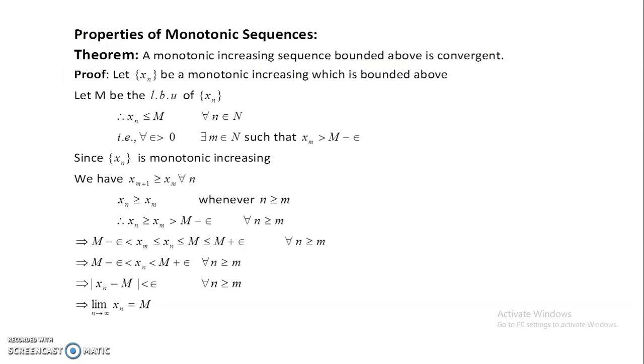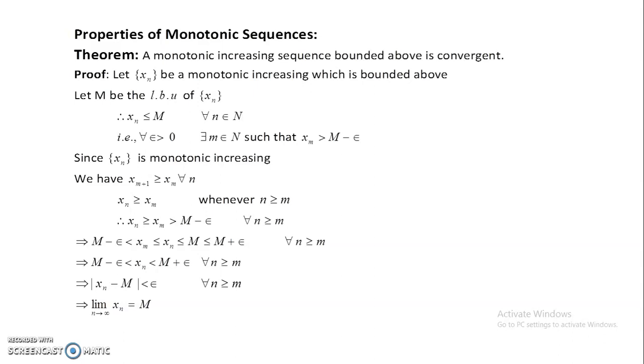Next we shall discuss the properties of monotonic sequences. The first property: a monotonic increasing sequence bounded above is convergent. Proof: let xn be a monotonic increasing sequence which is bounded above. Now let M be the least upper bound of the sequence xn.